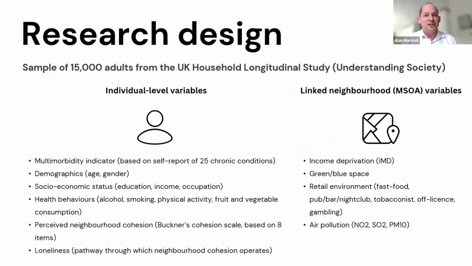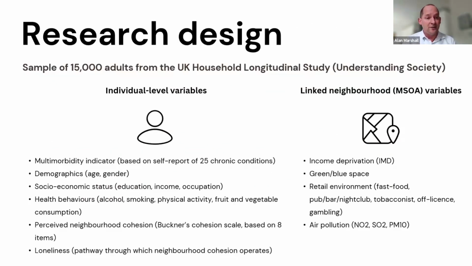So the first part of the research is using a longitudinal social survey in the UK called the UK Household Longitudinal Study. It's also known as Understanding Society. And here we have a sample of 15,000 adults who are followed over time. From this, we can extract a whole set of individual level variables. So we have an indicator for multimorbidity, and this is based on self-report of 25 chronic conditions. People are classed as multimorbid if they have two or more of those conditions.